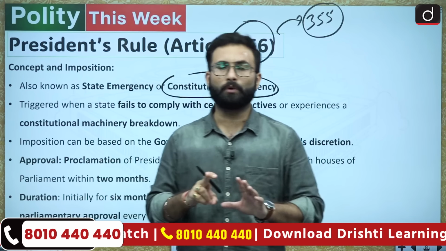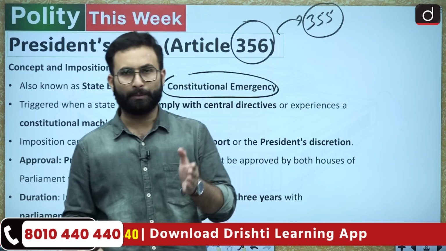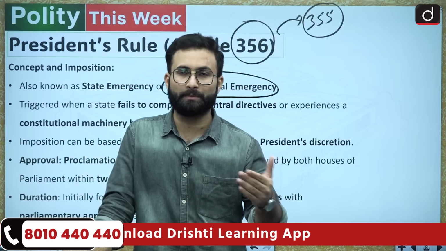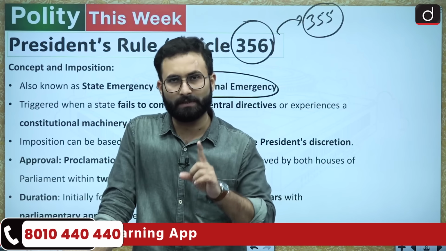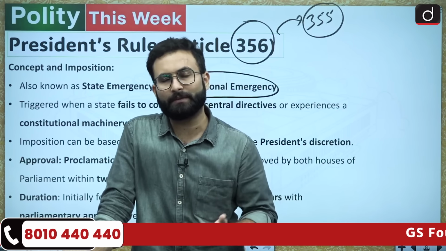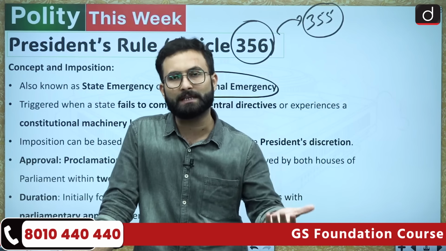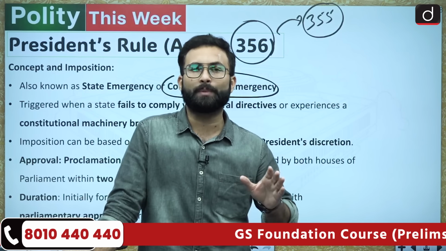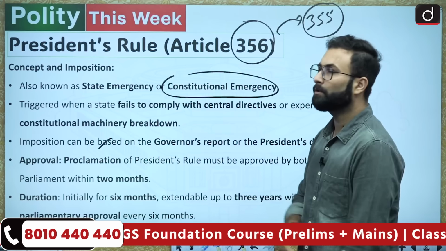So there can be two cases wherein president's rule can be invoked. One, there is a report from the governor saying that the constitutional machinery of the state has broken down, so now you can go for president's rule. Second, if the president himself or herself thinks that the constitutional machinery has broken down, or they are not following the center's directives, in that case also president's rule can be there, okay, which is written over here.